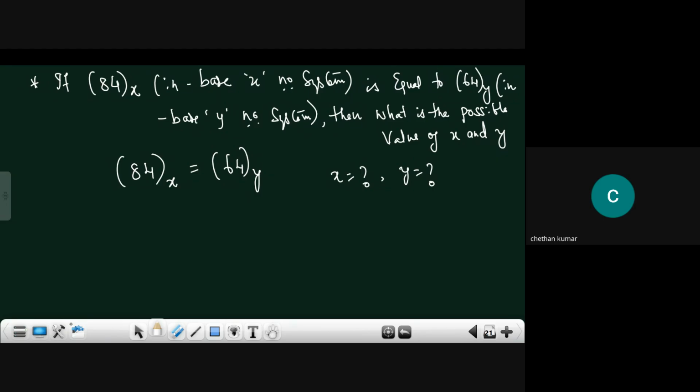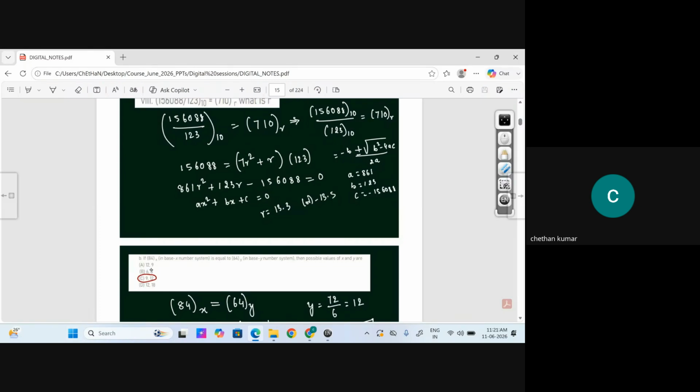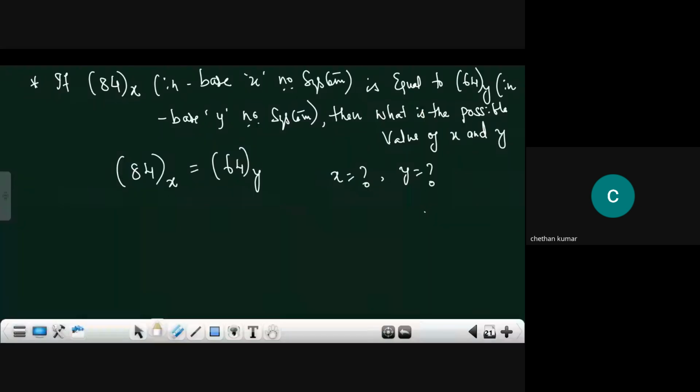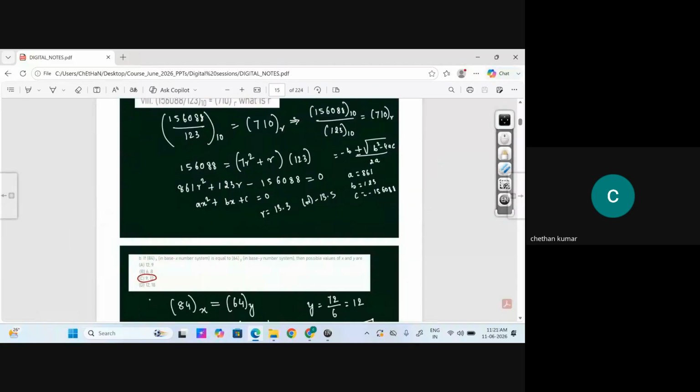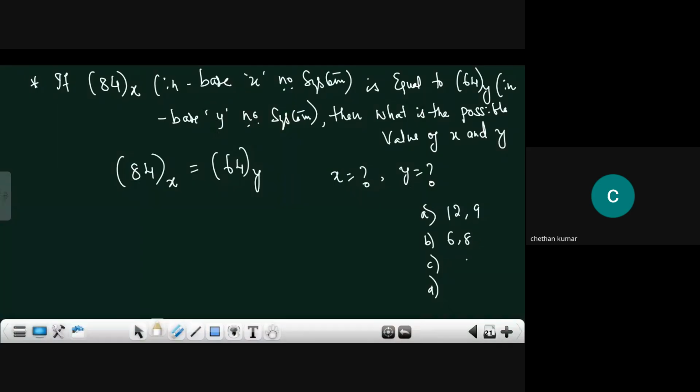I think he has given the options also. A option is 12 and 9, B option is 6 and 8. The C and D options are 9 and 12, and 12 and 18, as the x and y values.